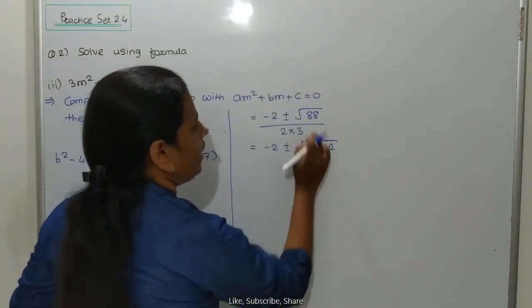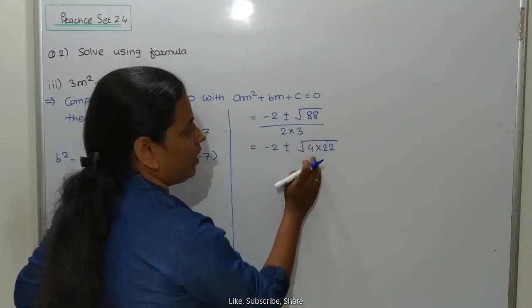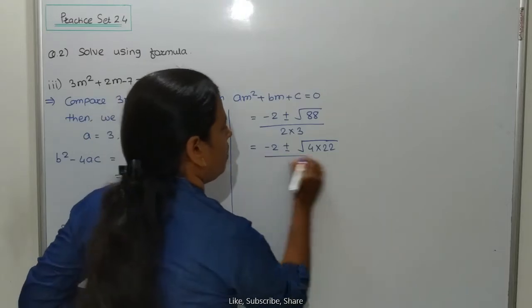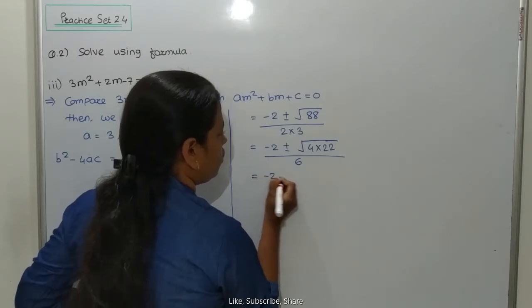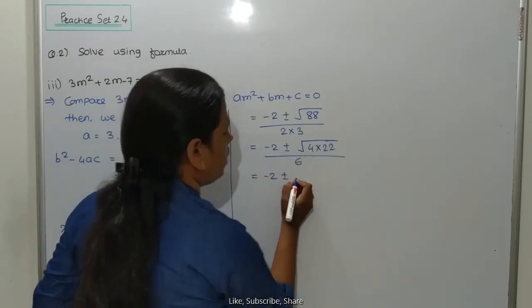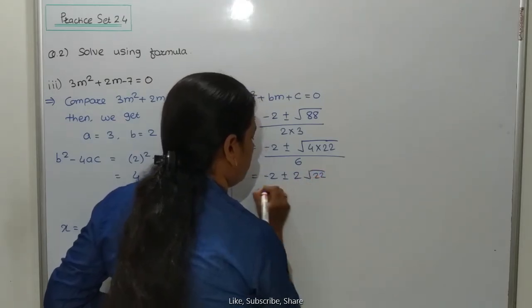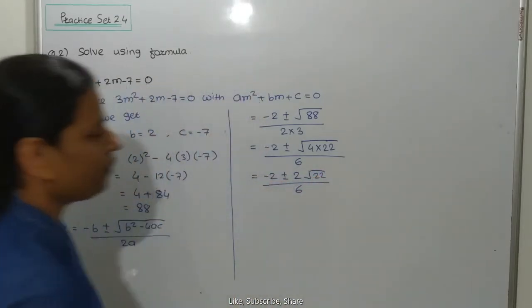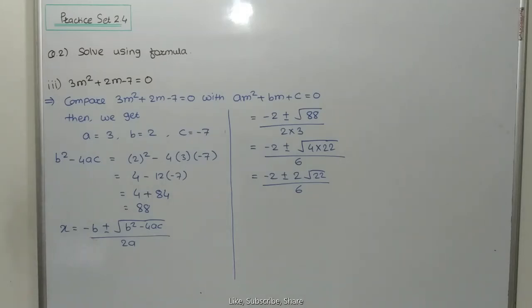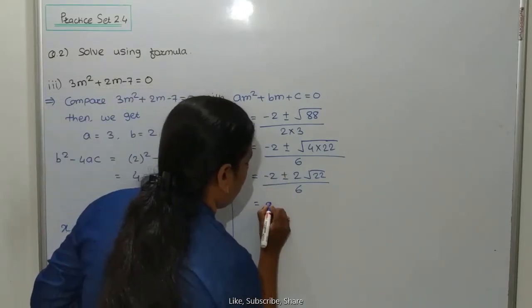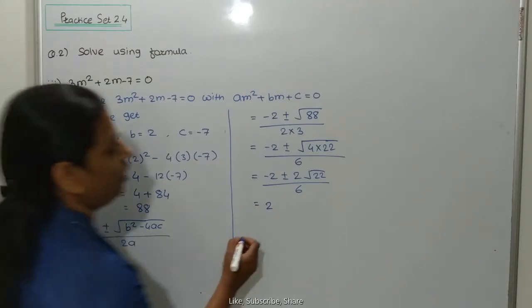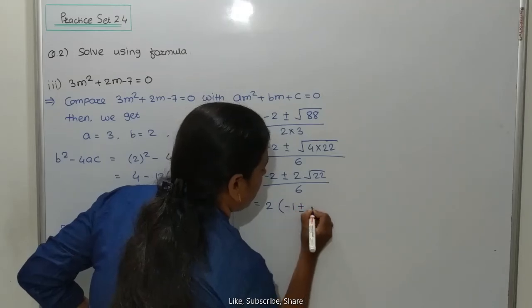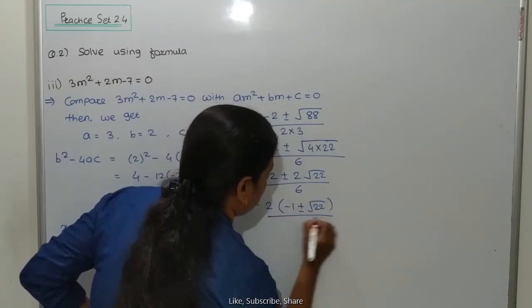Now we can write 88 as 4 into 22 upon 6. 3 2s are 6 or 2 3s are 6. Now minus 2 plus minus 4 square root of 4, that is 2 under root of 22 upon 6. So one number is in positive and another number is in negative form. So for numerator we have to take 2 common here, then minus 1 plus minus root 22 upon 6.